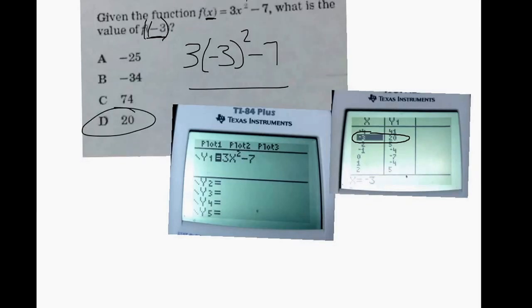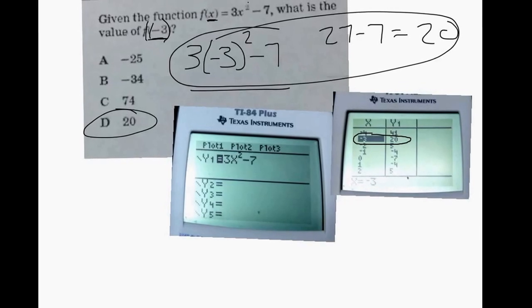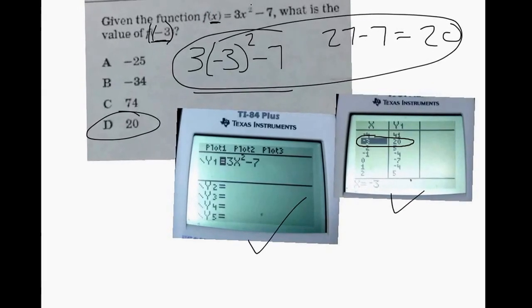This would also give you that. Negative 3 times negative 3 is 9. 9 times 3 is 27. 27 minus 7 is 20. The only reason I don't love this way is because of the negative symbols, and sometimes we mess up with those, and then the calculator part kind of takes that away.